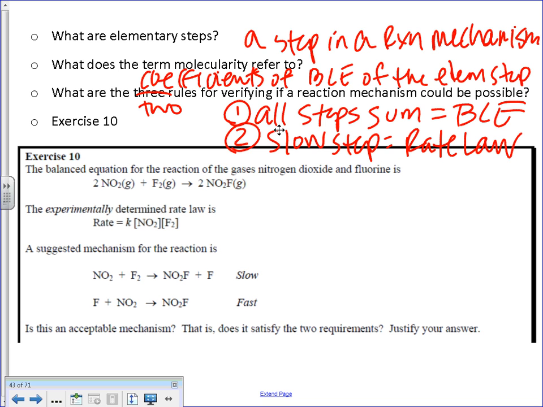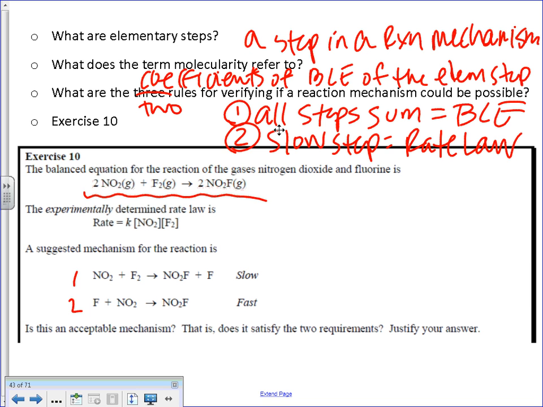So here's our proposed balance. Here is our balanced chemical equation for a reaction. The experimentally determined rate law is k times the concentration of NO2 to the first power and F2 to the first power. So we're saying they're both first order, yes? Okay. According to this person's idea, they think this reaction occurs by these two steps, step 1 and step 2.